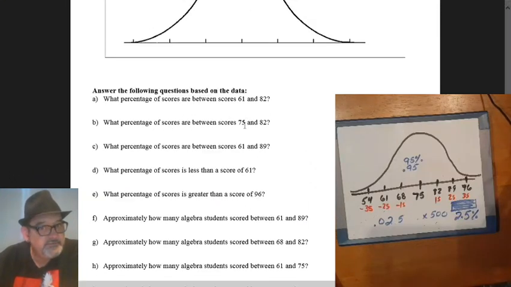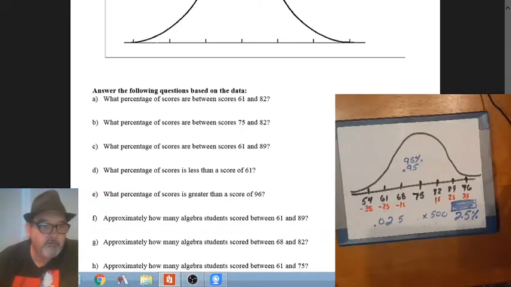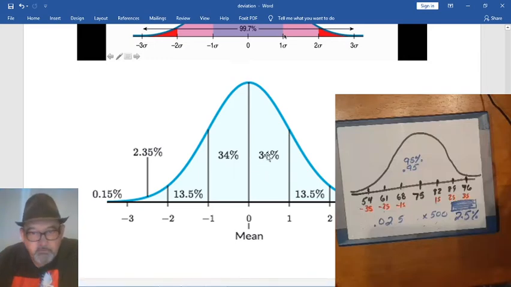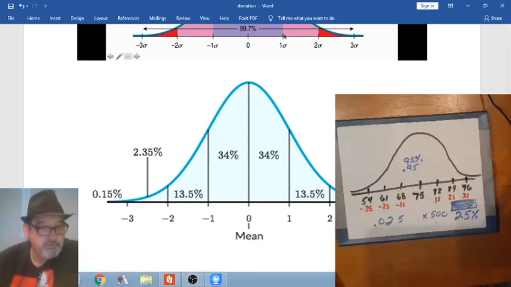What percentage of students scored between one standard deviation and the other? Just go back to your chart and you can just look. What percentage is this and this? 34 plus 13.5 is 47.5. So if the question was how many students scored between 0 and 2 standard deviations, on the plus side, you would just add these two numbers together. That's pretty much it. Real simple there.